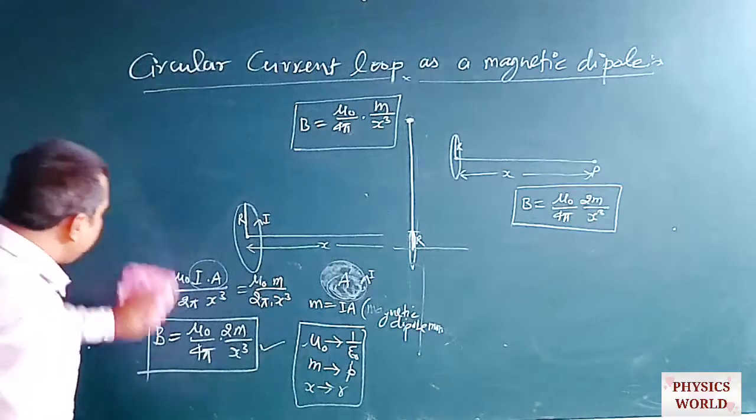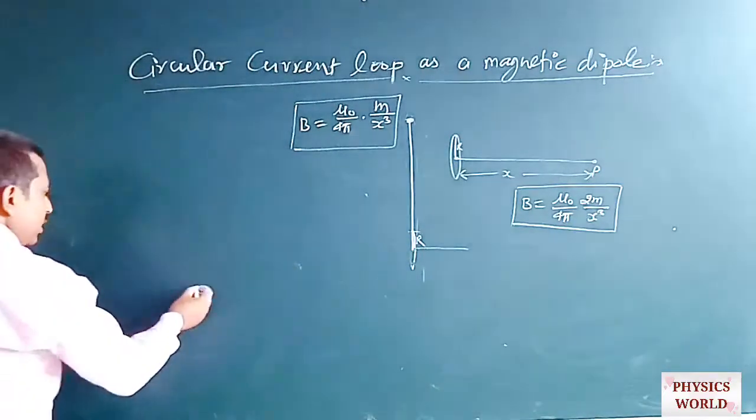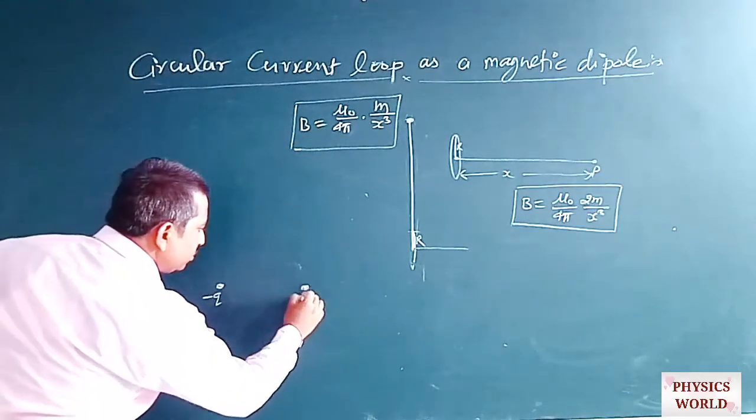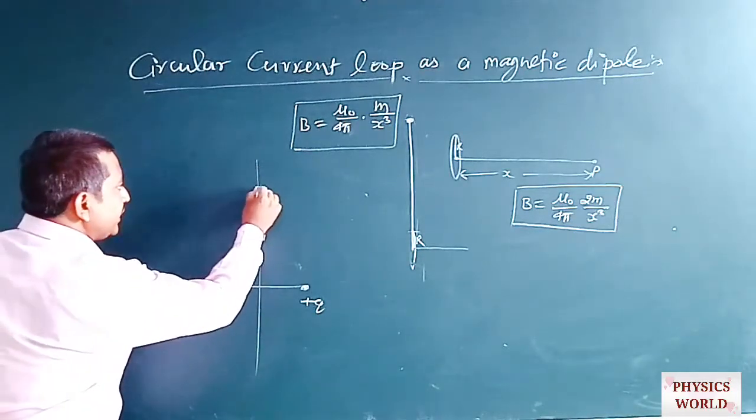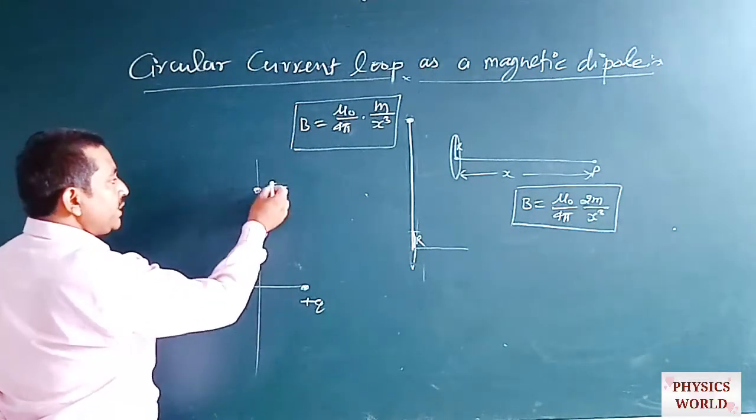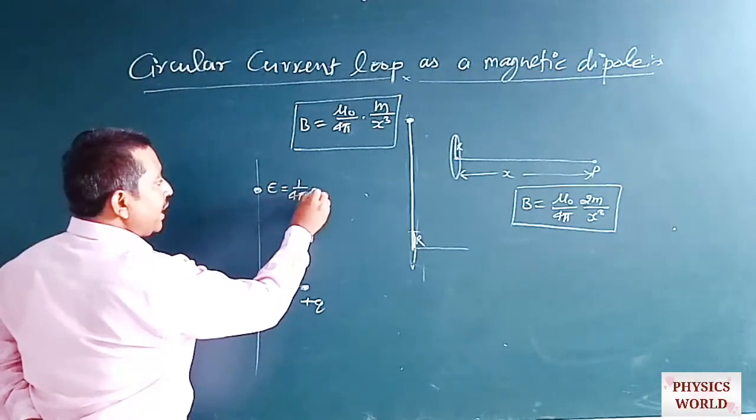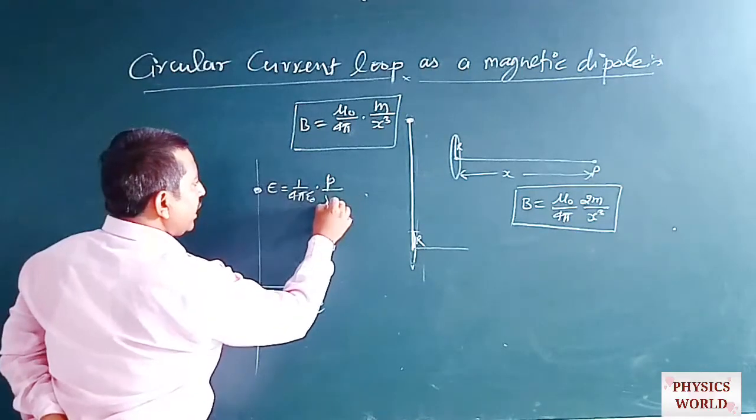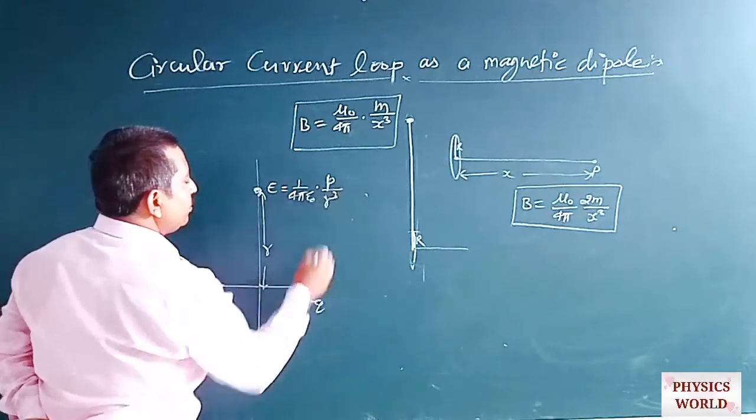Because if you choose an electric dipole like this, minus q and plus q, and we take a point here, then what will be the value of the electric field at this point? You will obtain that the magnitude of the electric field at this point is 1 upon 4 pi epsilon naught times p by r cube, if the length of this is r.